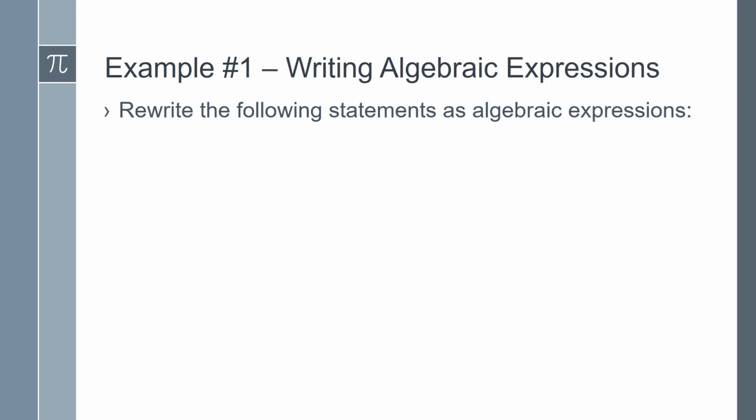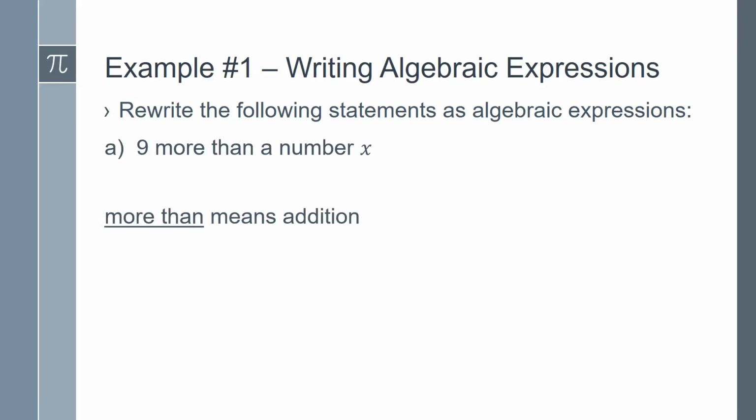Example number 1, writing algebraic expressions. Rewrite the following statements as algebraic expressions. A. 9 more than a number x. More than means addition. So 9 more than a number x means 9 plus x.